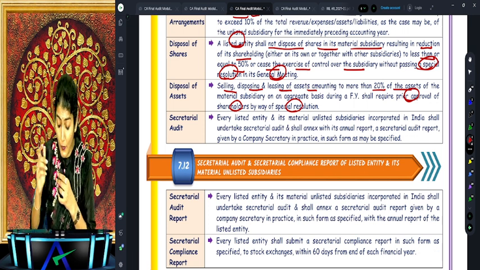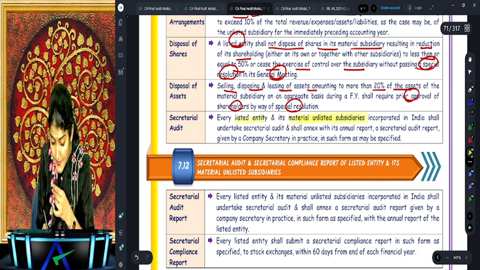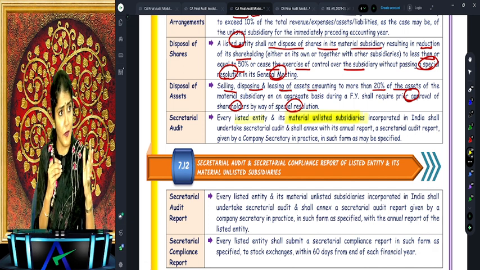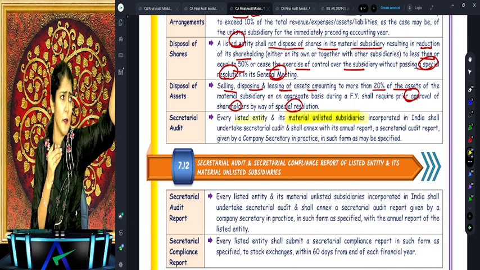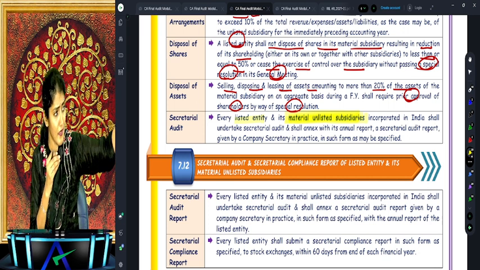Okay. And what does it say? Every listed entity and its material unlisted subsidiary. Now, what is the definition of material over here? It is 10%. Only for the independent director requirement it was 20%. For all other cases it is 10%.